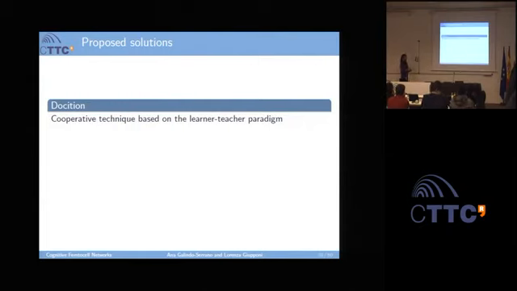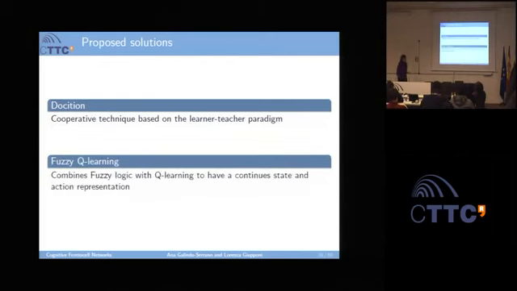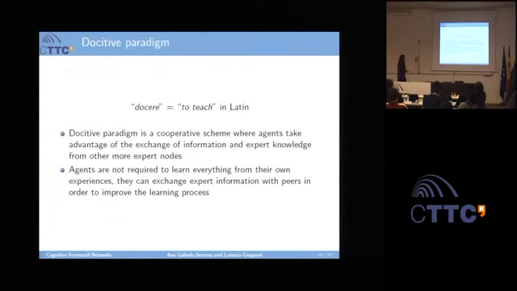We propose two solutions. Docition, which is a cooperative technique based on the learner-teacher paradigm. This is in order to solve the problems of speed of convergence. And the other one is to combine fuzzy logic with the Q-learning algorithm. And this will allow us to have continuous state and action representation. Since we cannot go much into detail, I just want you to have the ideas of these solutions.